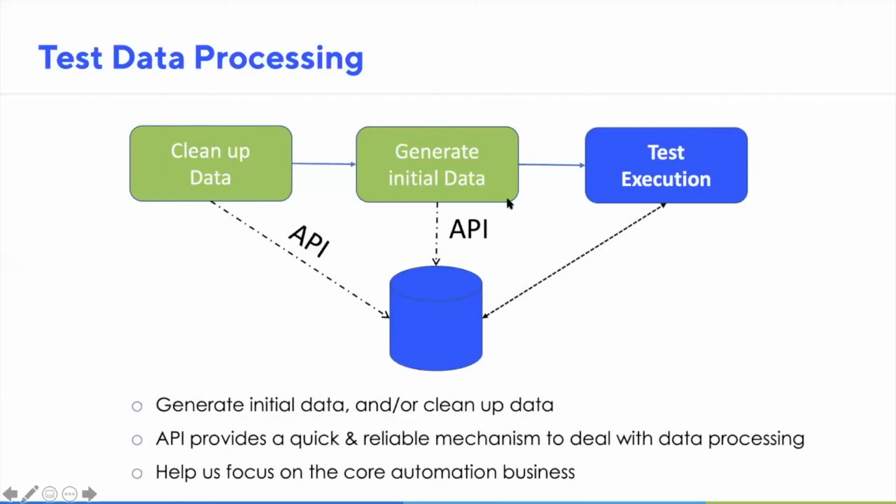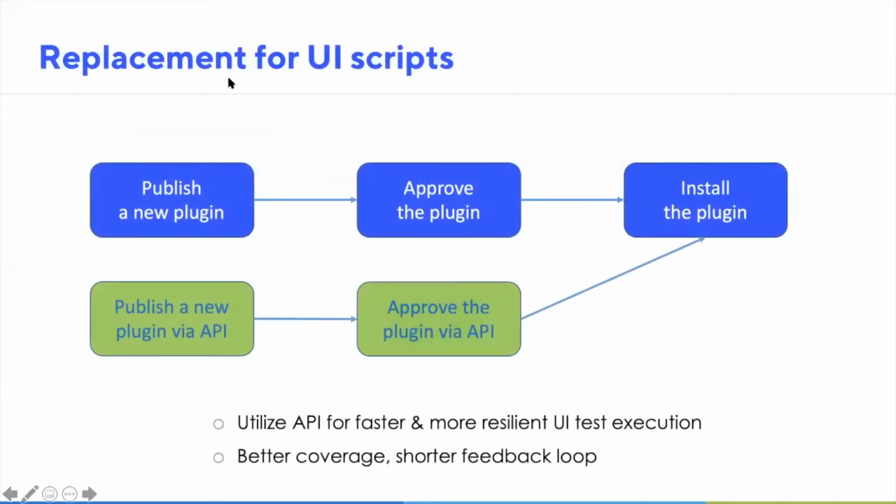So with more APIs that you have, you can also generate initial data or do other things to make sure you have good execution. In the demo that I showed, it's just a small script to show you how to utilize the API to clean up data. So it helps you focus on your core automation without being afraid that the data might break your test.